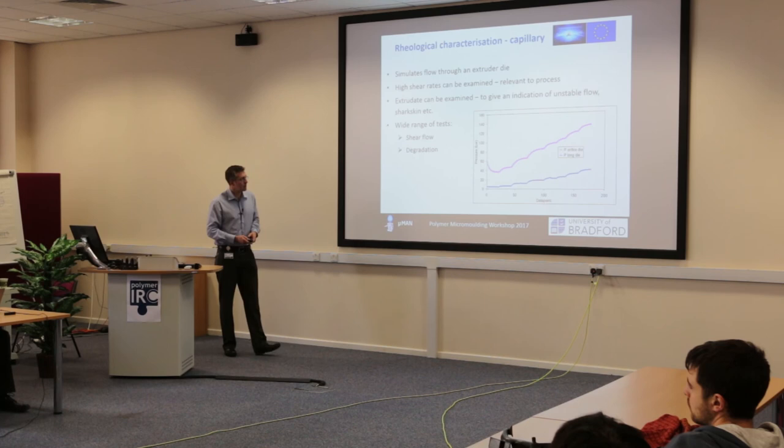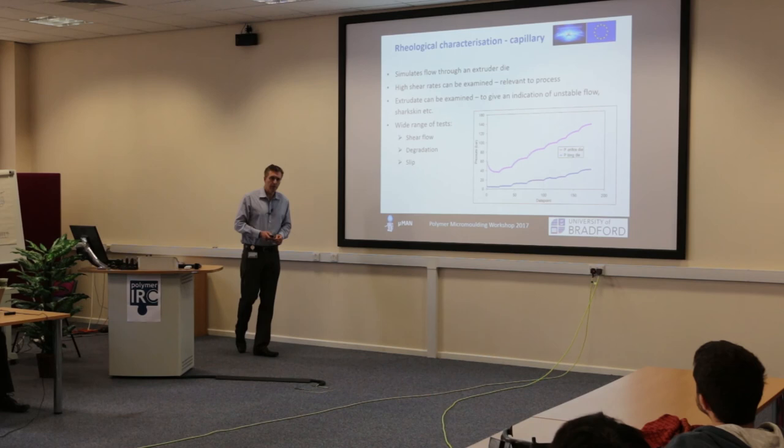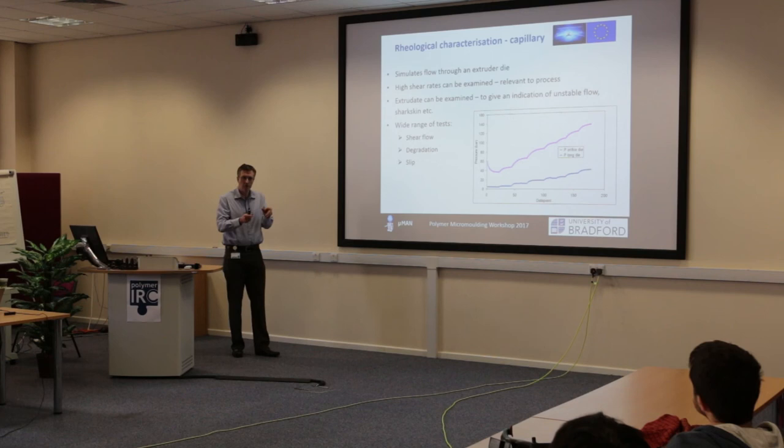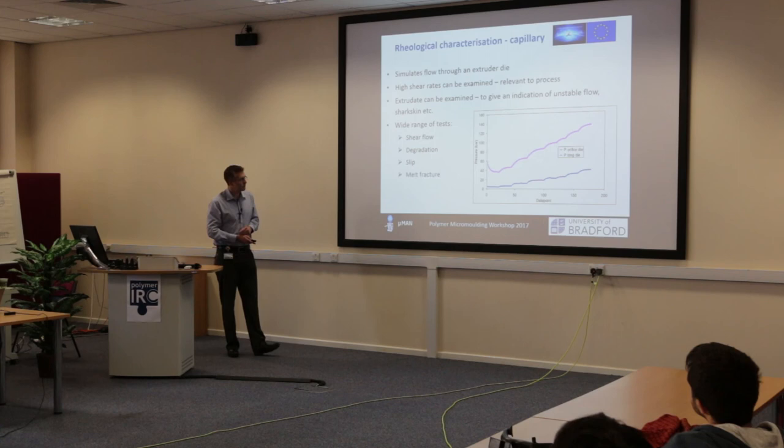We can test for something called wall slip, because in all these equations which govern the flow, we assume that at the walls we don't have any slip. So the flow speed at the walls of the capillary die is zero, and the speed of the flow in the middle is maximum. But that's not always the case. Some materials slide along the dies, especially if they've got lubricants in the material. And we can measure that using a series of different capillary dies with different diameters.